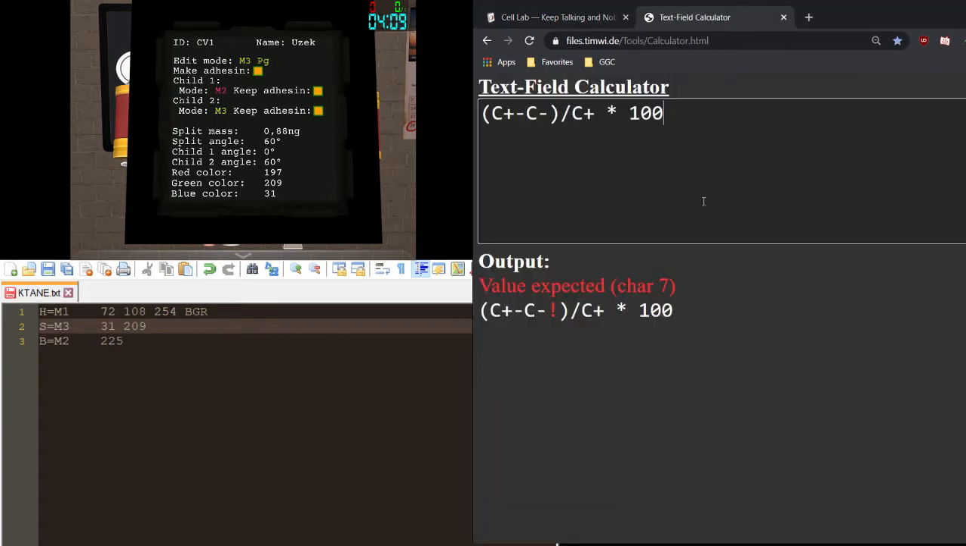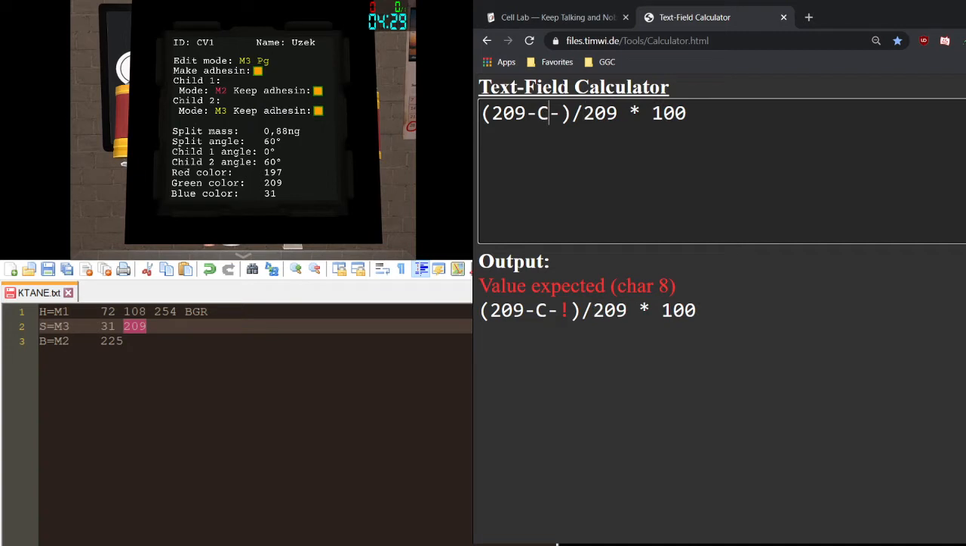So if we take a look at this formula here, we can see it has C+ minus C- divided by C+. We know that C+ is the highest number, which is this one, so let's go ahead and plug it in for C+.